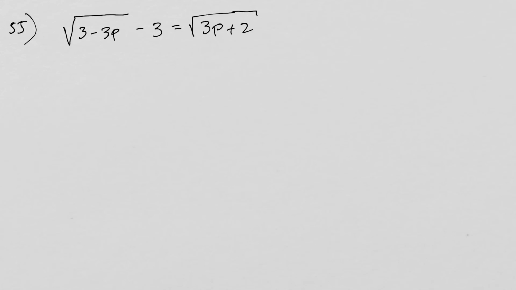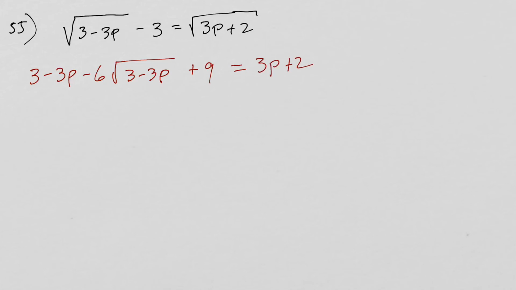Okay, in this problem, we've already separated the radicals, so I'm ready to square each side. When I square the left, I have a binomial. So this is my first term, that's the second term. The shortcut is the square of the first term, which is just getting rid of the square root, twice the product of the two, and then the square of the last. So that's the squaring of the left-hand side. When I square the right-hand side, I just get rid of the square root.